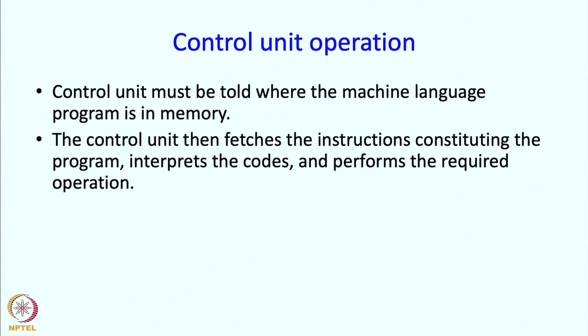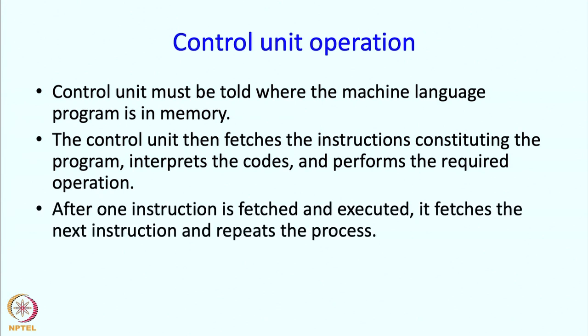Okay, so now I have told you what a machine language program is, and now I want to complete the description of how the control unit operates. The machine language program is going to be somewhere in memory, and the control unit must be told that, look, from this address the machine language program is present. So what does the control unit do? The control unit fetches the instructions constituting the program, interprets the codes, and performs the required operations. Okay. After one instruction is fetched and executed, it fetches the next instruction and just repeats the process. That is what the control unit does.